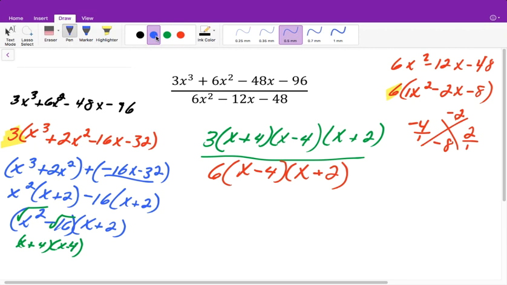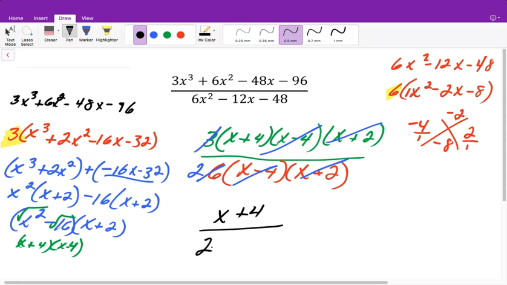And now we cancel out any of our like factors. So 3 goes into 6 twice, so that is now a 2. The x minus 4 cancels, the x plus 2 cancels, so we're just left with x plus 4 over top of 2. And then we have to say what x cannot equal. So what would make this equal to 0 is a positive 4, and what would make this equal to 0 is a negative 2. All right, that is it for this problem.